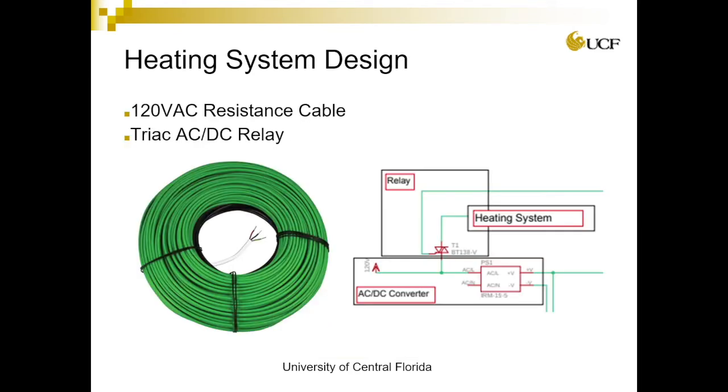For the heating system, we would like to use this 120 volt AC resistance cable, and essentially what we plan on doing is having a relay that goes right before the heating system. The relay will be attached to power from the wall outlet as well as a signal from the microcontroller. When the microcontroller signal is sent, the relay will then apply wall power to the heating system.